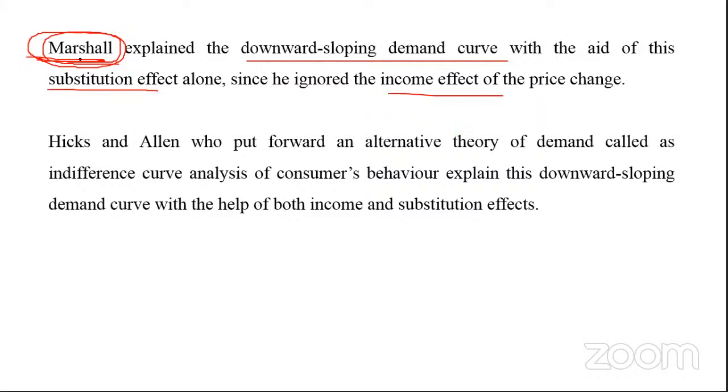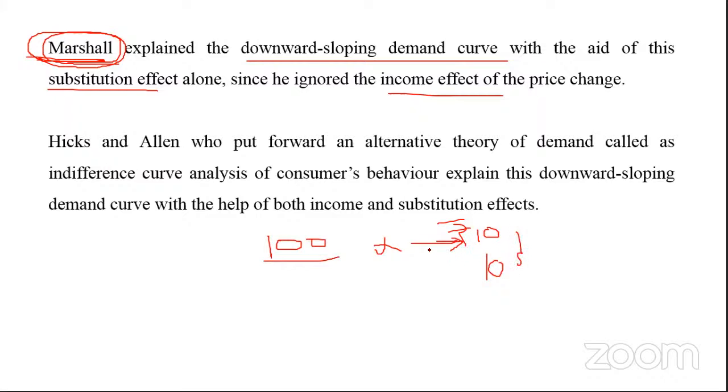For example, Alfred Marshall explains: commodity X is there, the price is 10 rupees. The income of the individual is 100 rupees. At that time he can purchase 10 units of the commodity. The price is 10 rupees and he has only 100 rupees, so he can purchase 10 quantities; 10 quantities into 10 rupees price becomes 100 rupees.